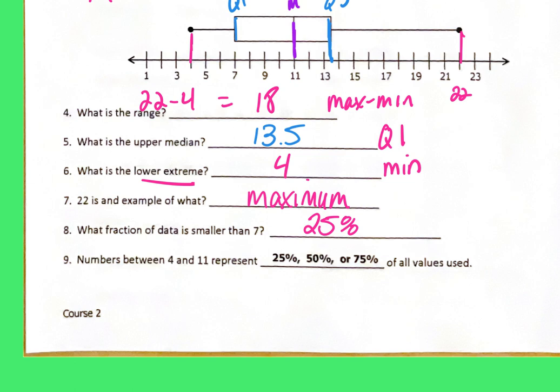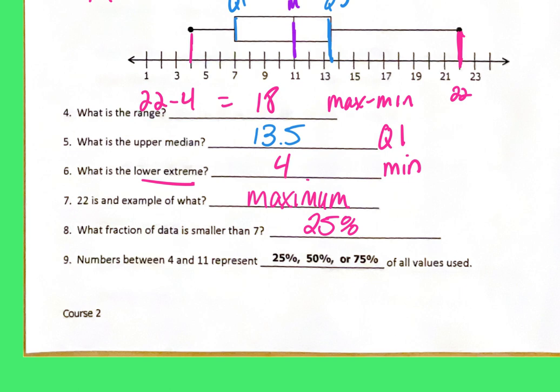Okay, so this is where I landed. Check your work. Your range is 18. You can pause and go through this. Your upper median is 13.5 roughly, falling right between 13 and 14. Your lower extreme's 4. 22 out here would be an example of your maximum or your upper extreme.